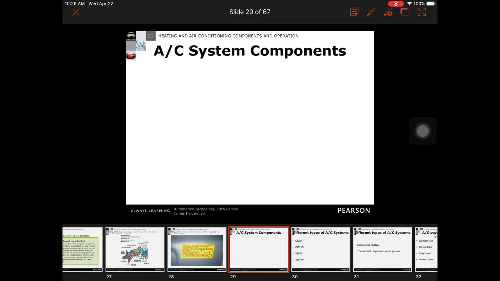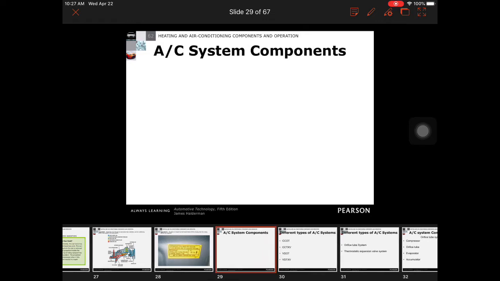Today we're going to be talking about AC system components. I want to make sure everybody knows that when we are talking about the components of an air conditioning system, they are going to be pretty similar no matter what style of Freon we use, whether it's R12, 134A, or R1234YF. They're all going to use basically the same components. There are just going to be some small variations in the individual components between systems, okay?